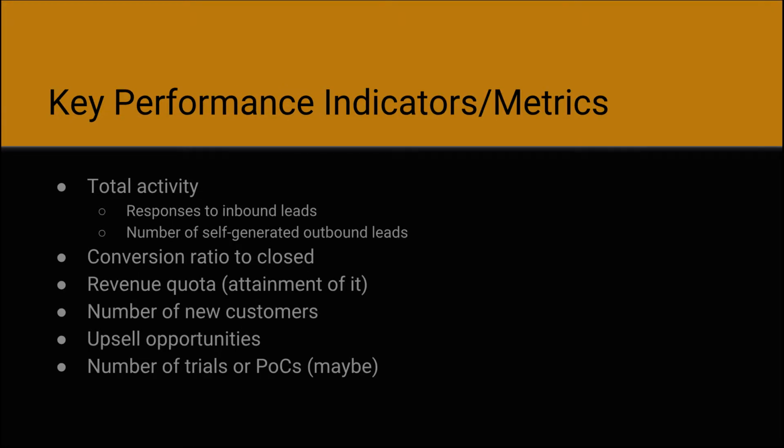Moving on to the key performance indicators and metrics. There's a number of different things that might be included in this section, so I added a number of them that may or may not apply to you. But usually, total activity is really important. Responding to inbound leads that you either have to handle yourself or ones that are handed to you from your sales development team. Making sure that you're still self-generating outbound leads, doing your cold prospecting, and getting a decent amount of those into your pipeline. It does show that you're proactive, and it will reflect positively.